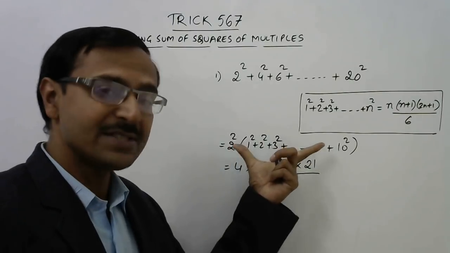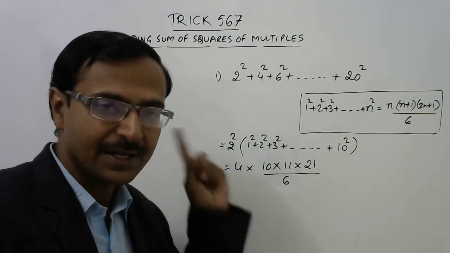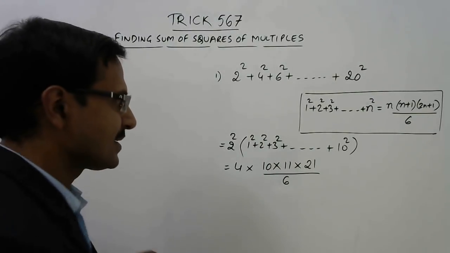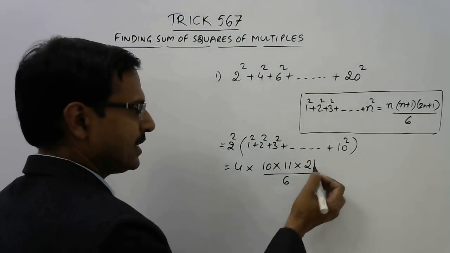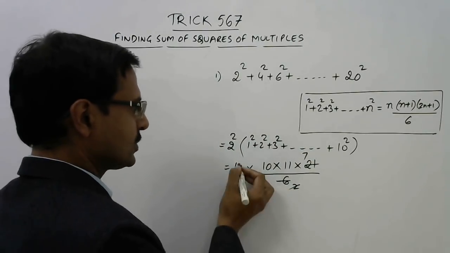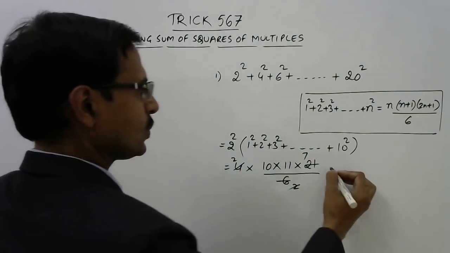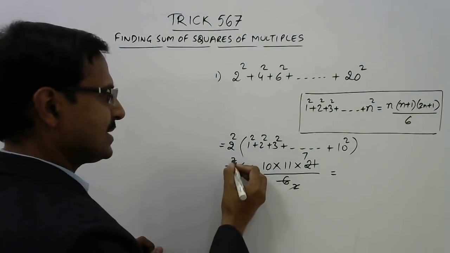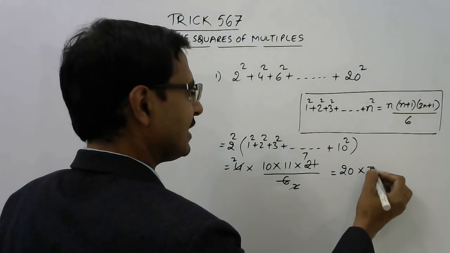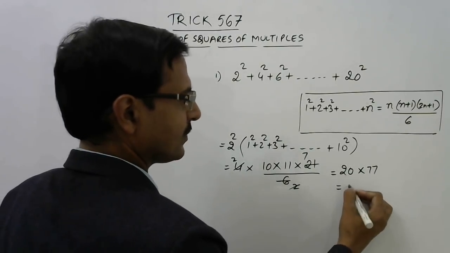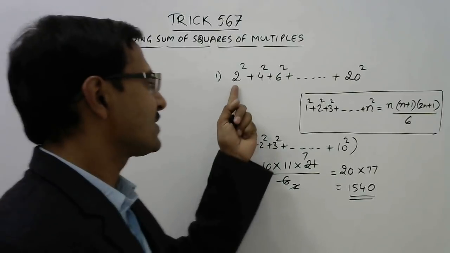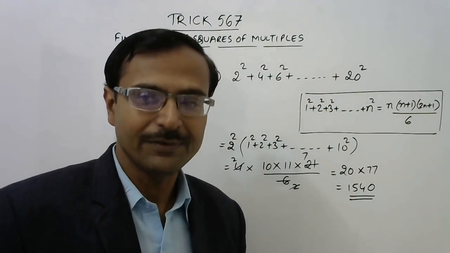This step I have written just for your understanding purpose. In the second and third questions which I take up, I will not be writing that step also. So let's calculate this. See, this goes 2 times and 7 times. 2 goes 2 times. So this is 2 into 10, that is 20, and 77. So your answer is 1540. 1540 is the sum of squares of first 10 multiples of 2.